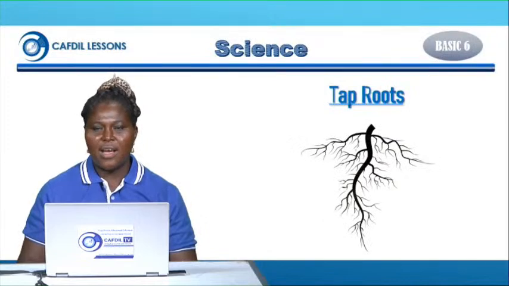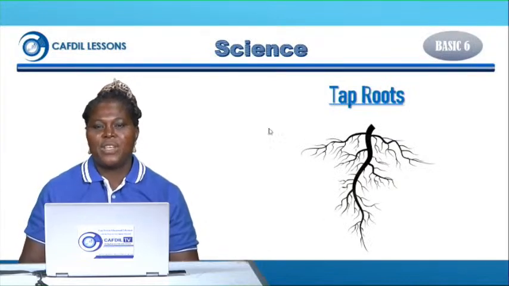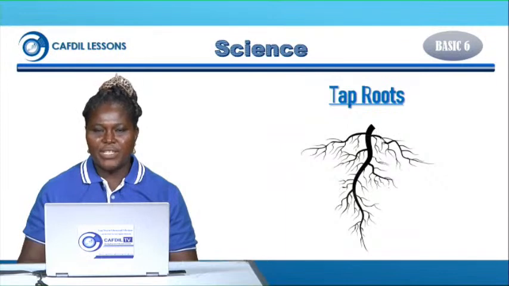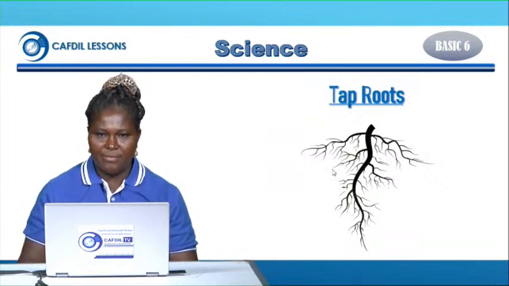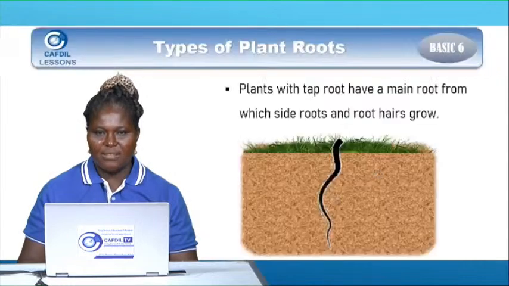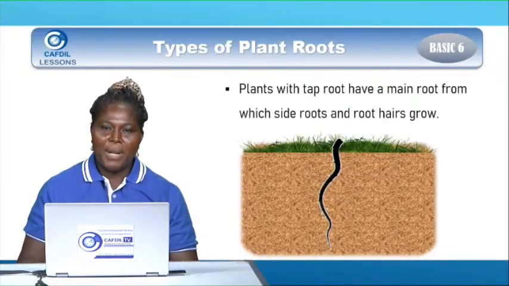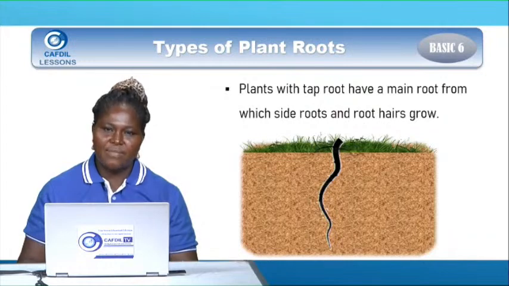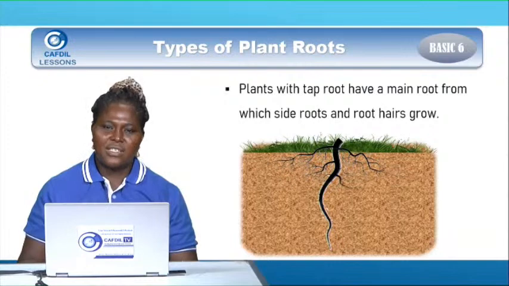So let's talk about the tap roots. Now, the picture of a tap root is on our screen. So the tap root looks like this. When you see any root like this, it is called tap roots. Good. Plants with tap roots have a main root from which side roots and root hairs grow.